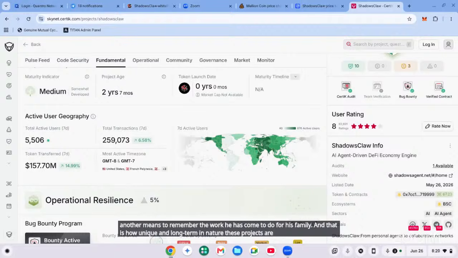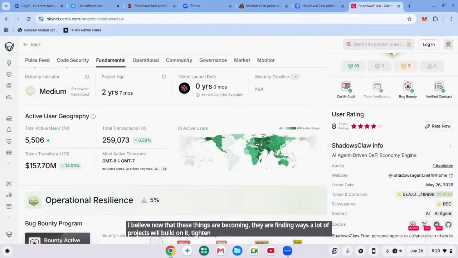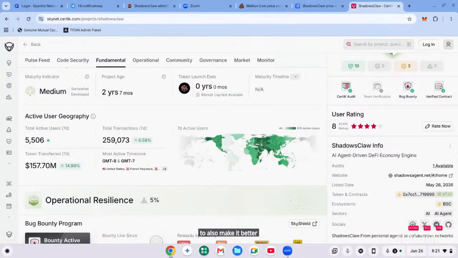So we may have been wrong in the past, guys. I believe now that these things are becoming, they are finding ways a lot of projects will build on it, tighten it, and make it more lasting. And the beautiful part of blockchain is that once you achieve a success story, your milestone is somebody's challenge to also make it better and better and better. And that is how Shadow's Claw has been born to us.